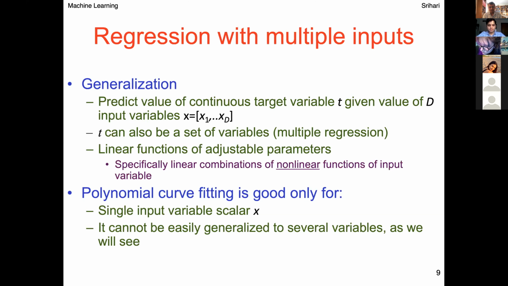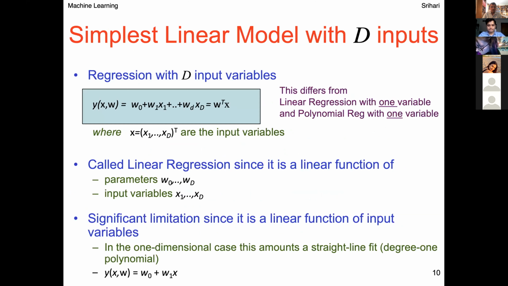So we take powers of x, but they are going to be multiplied by weights and added as if it was linear in the weights. So polynomial curve fitting is only good for a single input variable, and cannot be easily generalized to several variables. So the kind of linear regression we are going to be working with is this one.